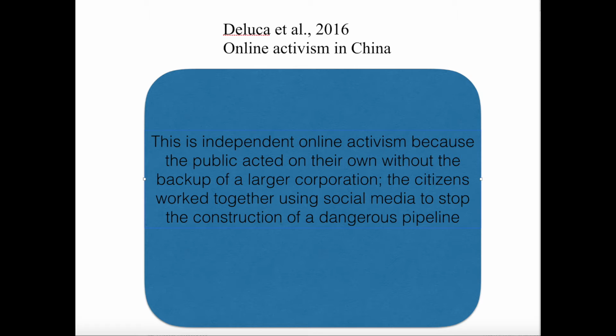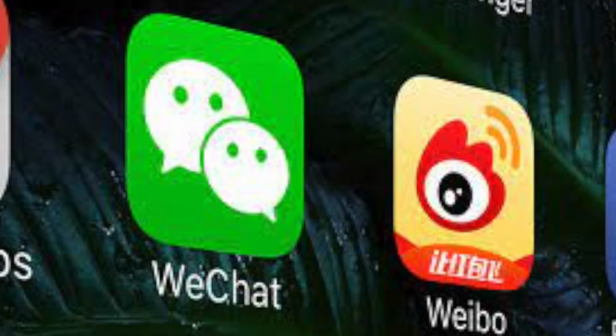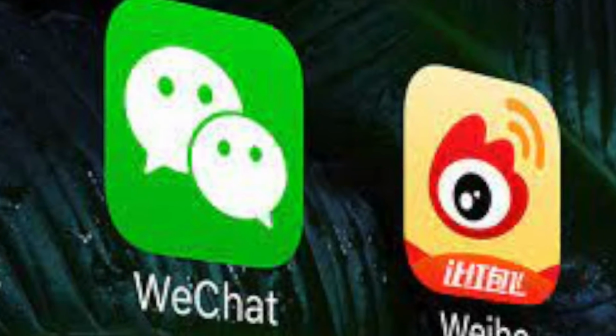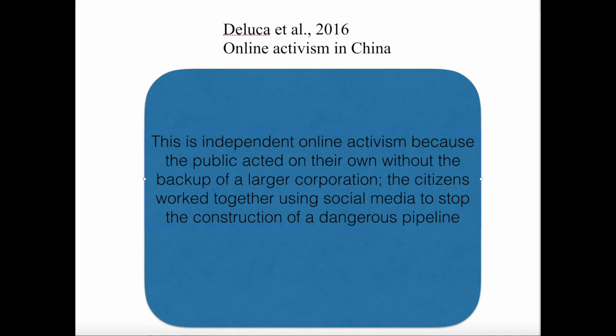This first article discusses the events that occurred in the Qingdao district of China, where citizens protested the construction of a dangerous pipeline using the social media apps of WeChat and Weibo. This case of online activism is considered independent online activism because the public acted on their own without the backup of a larger corporation. The citizens worked together using social media to stop the construction of a dangerous pipeline.